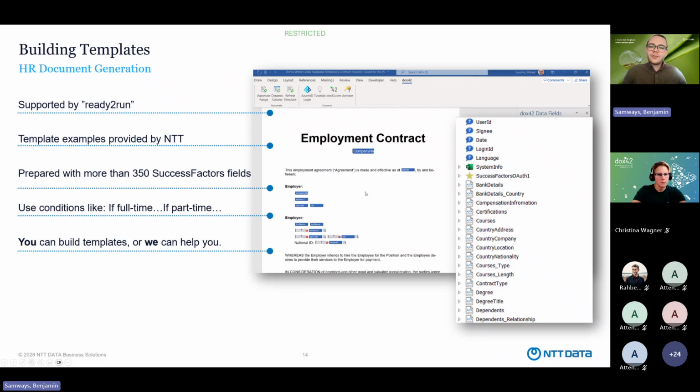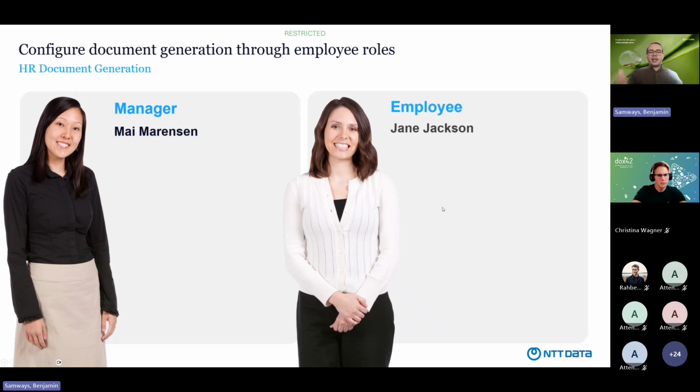Go back to my slides, because what I would also like to mention is that we can configure the capabilities of document generation through your SuccessFactors role-based permission setup. So the inherent security system in SuccessFactors is something we can leverage also with our solution. And what that means is you can tailor specific functionality based on who you are in the system. A regular employee might only be able to, say, generate their employment history or a record of that employment history.